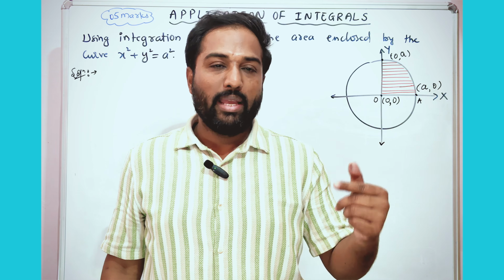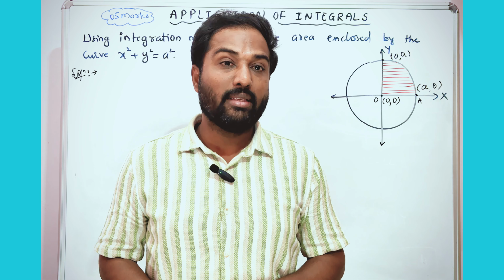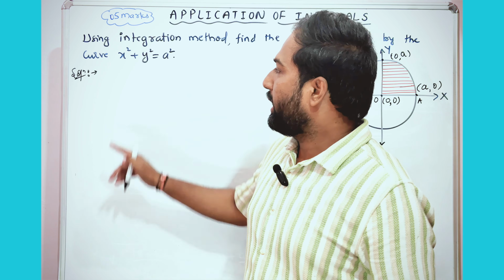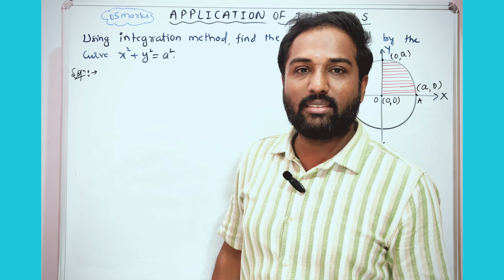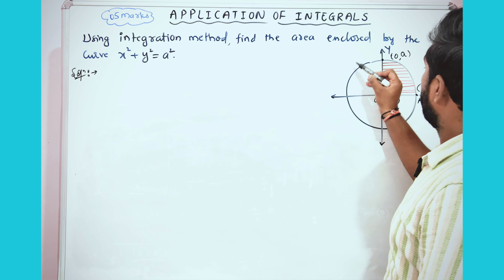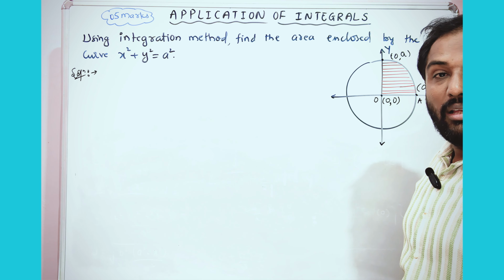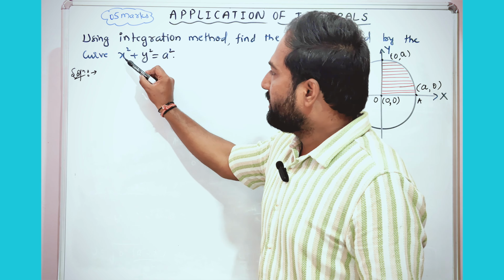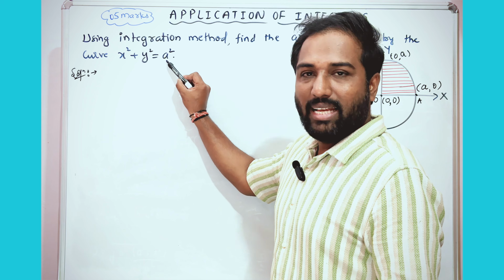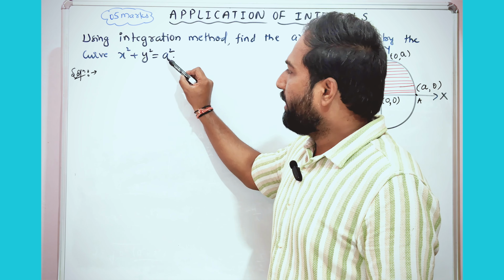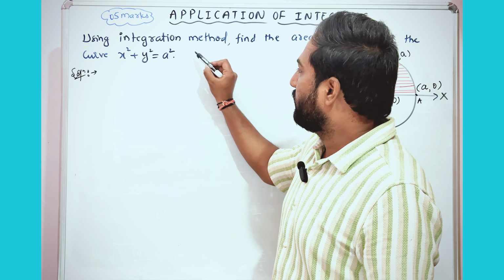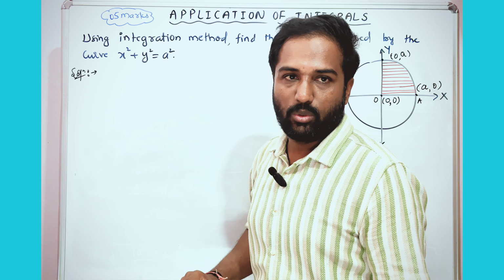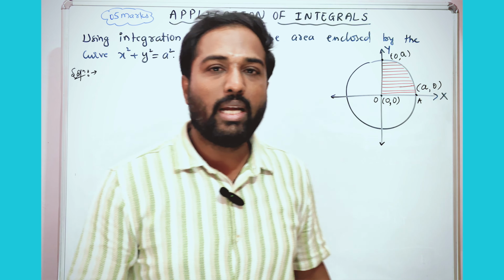So x square by a square plus y square by b square is equal to 1 is the geometry of an ellipse. And x square plus y square is equal to a square is the equation for a circle. You should remember the equations and their geometries, then it becomes very easy. This is the equation of a circle with radius a. Instead of a, sometimes they mention small r, which also represents the radius. They'll mention r square also. So this is the equation of a circle with radius a.